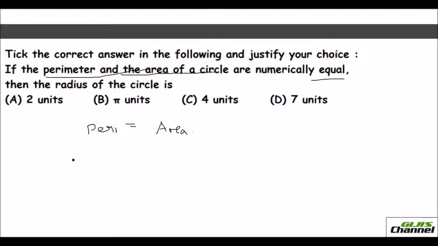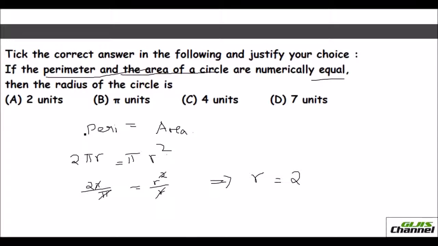Now your perimeter is 2 pi r is equal to pi r squared. So let us bring the r this side and the pi the other side. So 2 pi over pi is equal to r squared over r. So your r will get cancelled here, your pi and pi will get cancelled. That implies your radius is equal to 2 units. So your answer would be A.